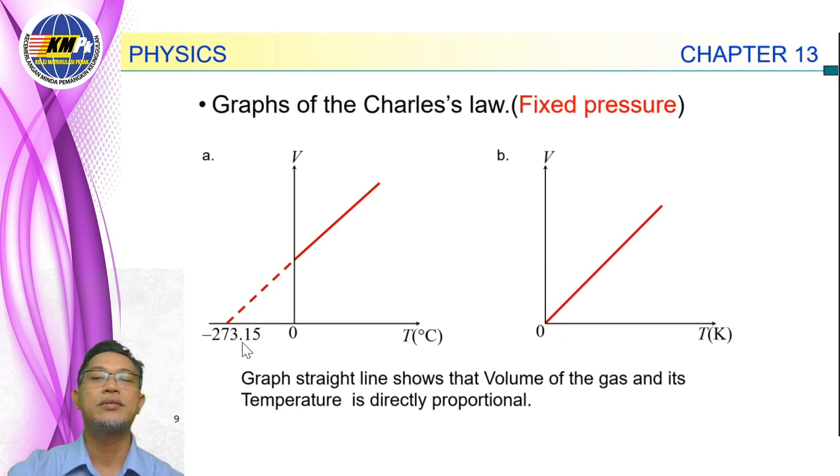Note that negative 273.15 is equal to 0 Kelvin, which is absolute temperature.